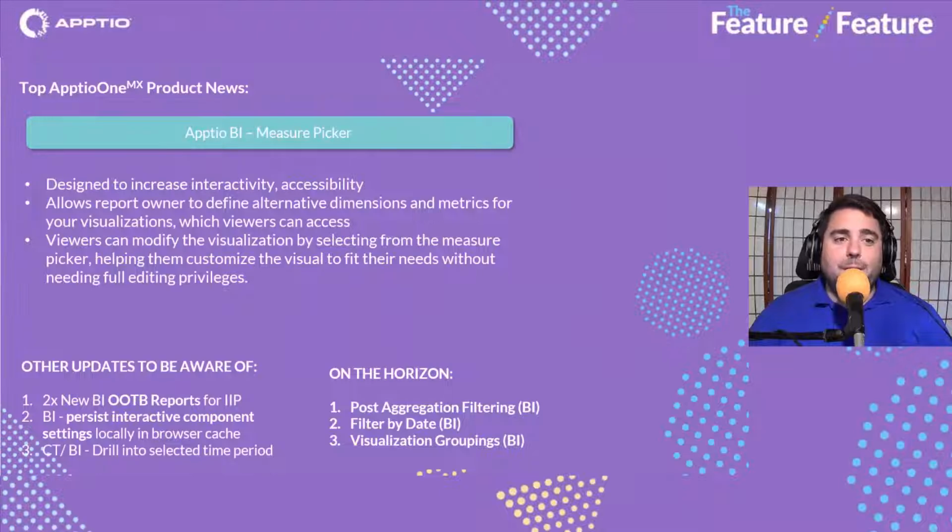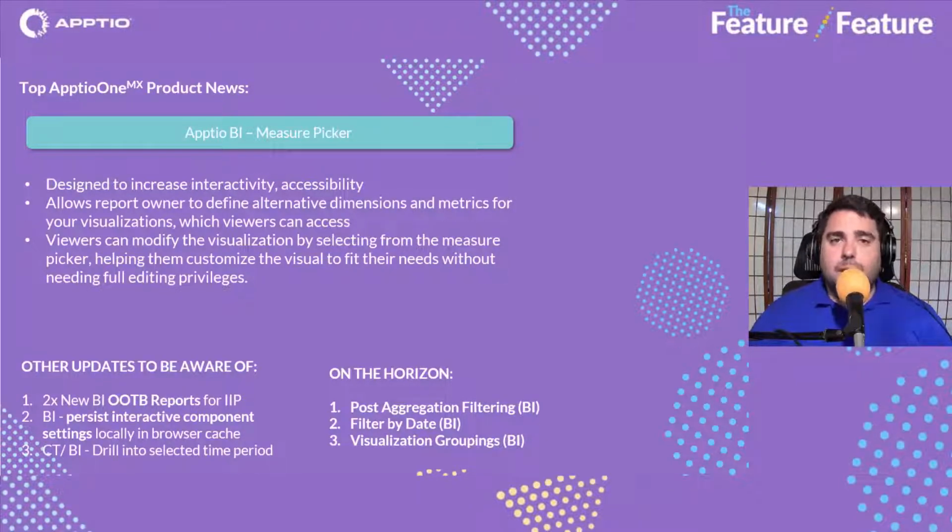So for Apptio 1 and Apptio BI, we have our measure picker. So this is a new feature in Apptio BI that allows users to increase the interactivity, accessibility, and allow report owners to define alternate dimensions and metrics for visualizations which viewers can access. So basically, it allows the people that create the reports to enable some flexibility for how the end user that needs to see the report itself can interact with it and surface the information, right? So they have some ability to modify that visualization by selecting from the measure picker, helping them customize that visualization to fit their needs without needing full editing privileges.